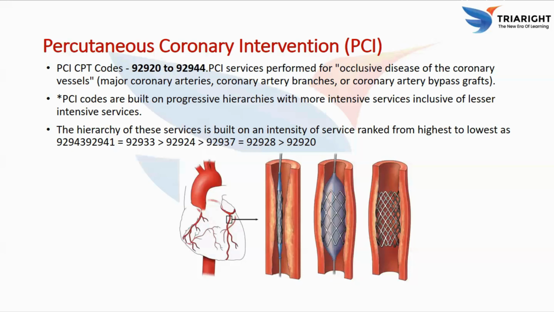So what does this PCI procedure visual explanation tell you? Picture A is balloon angioplasty, picture B is stent placement, and picture C is atherectomy. In picture A, the balloon inflates to widen the artery, and there is no device left behind. It is the lowest in the hierarchy. Second is stent placement, a metal mesh placed to keep the artery open. Angioplasty is included here. And atherectomy, where plaque is shaved or removed.